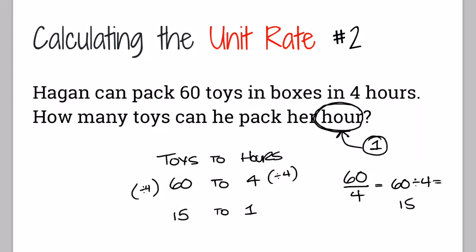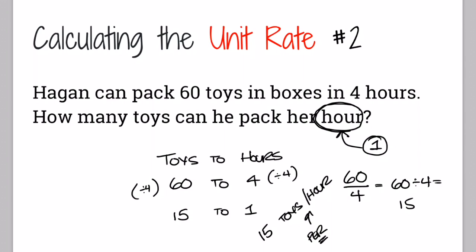And in fact, I should have pointed this out on the last one. We definitely want to write this out and make sure we label our numbers. He packs 15 toys per hour. And again, that little slash can tell me that's my per right there. So that's a look at calculating the unit rate.